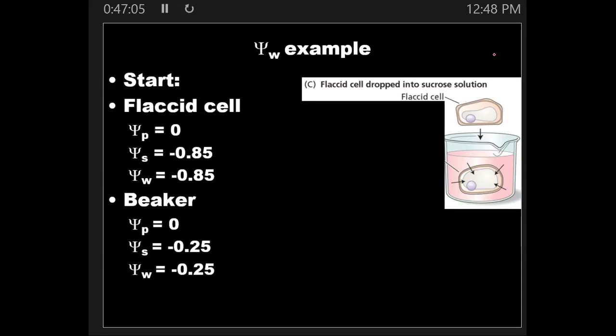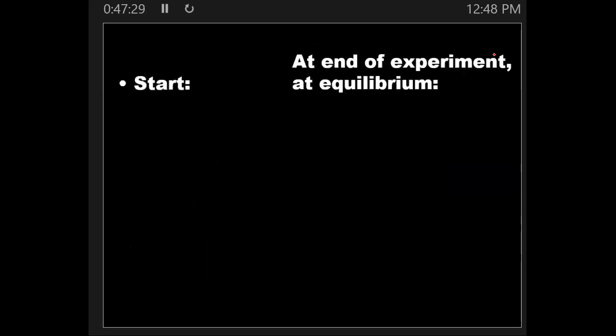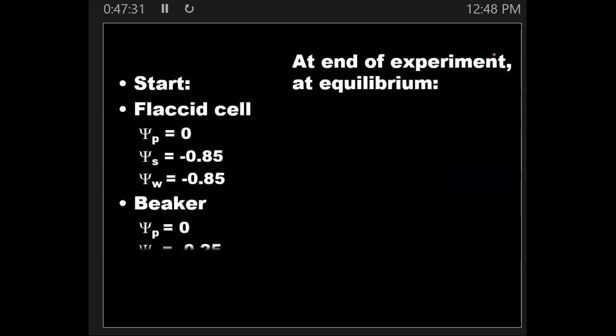So you dump that cell in, well, less negative to more negative. That's how water is going to move. Psi sub W of negative 0.25 versus negative 0.85. Negative 0.25 is less negative, it's closer to 0. So water is going to move from the beaker into the cell. So that's what they're showing. They drop the cell in and water's rushing into the cell. Okay, so this is what we just had in the previous image.